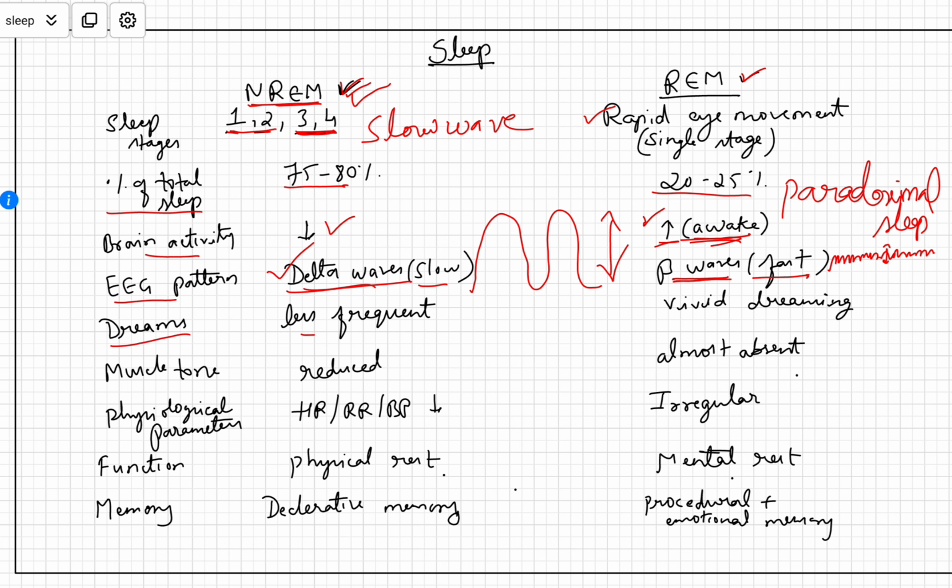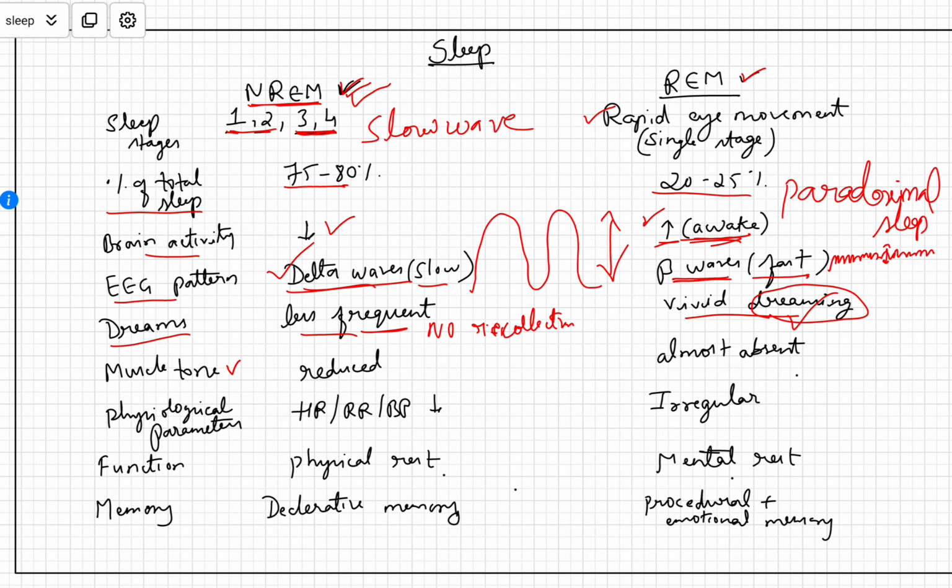Dreams are less frequent in NREM sleep, and there is vivid dreaming in the REM stage, meaning the dreaming actually happens in the REM phase. In NREM sleep, to some extent the person dreams, but we cannot recollect the dream. There is no recollection, but the person dreams, less frequently. But in the REM stage, we can recollect dreaming.